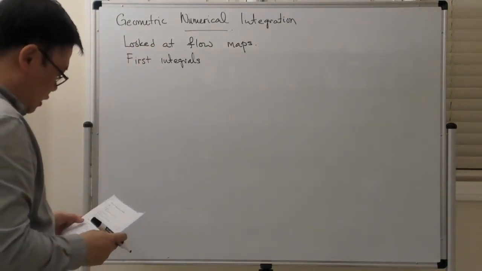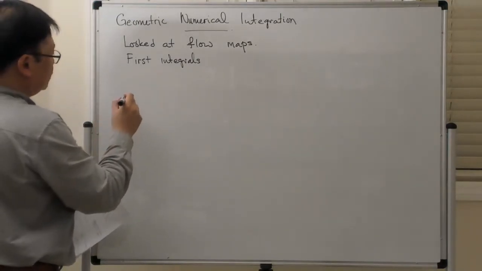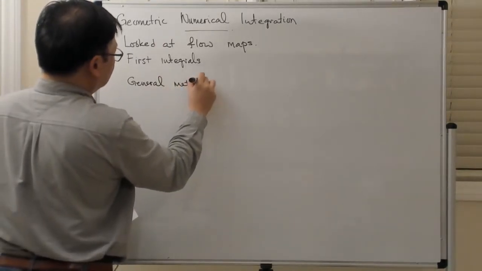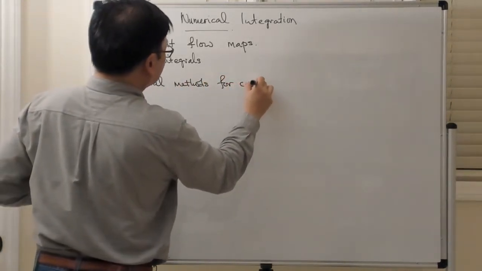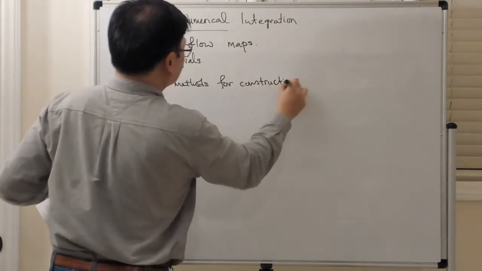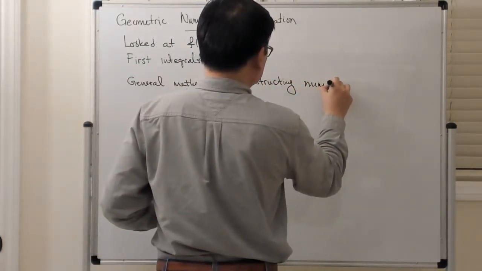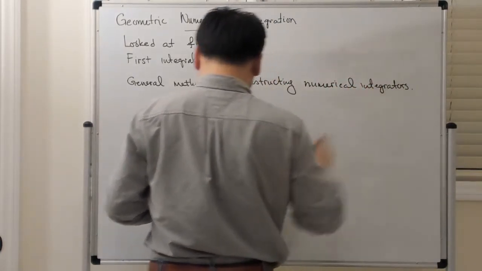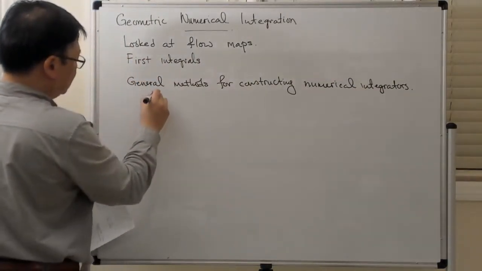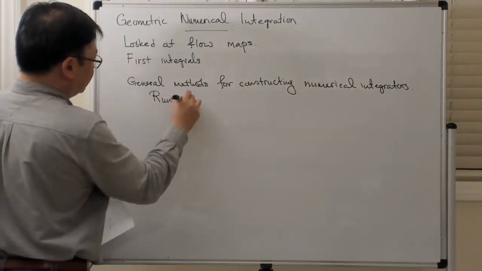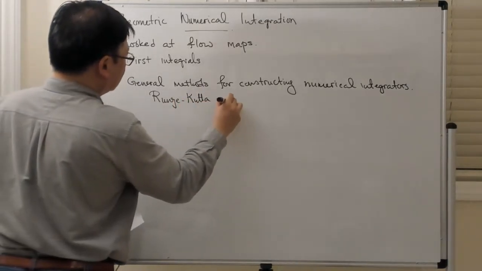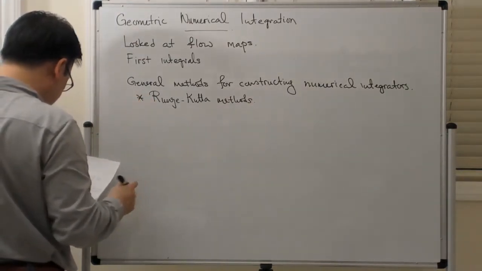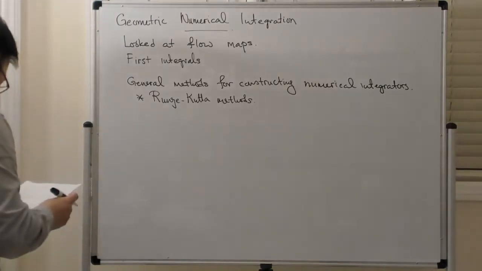And then the next set of things we did were to look at general methods for constructing numerical integrators. In particular, we looked quite a bit at these Runge-Kutta methods. And the other thing we spent a bit of time looking at were various types of composition methods, okay?